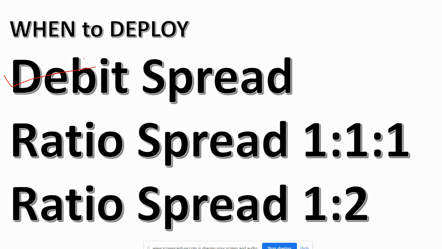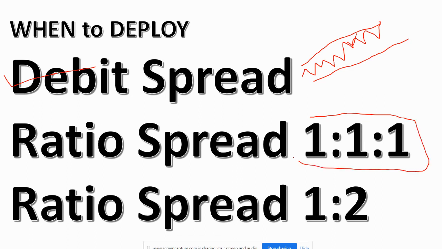So just to recap, we can go for a debit spread when your view is bullish or super bullish. We will talk only about the upside. You can go for a debit spread when your view is super bullish. You have to go for a ratio spread when your view is sideways to mild bullish, this way.